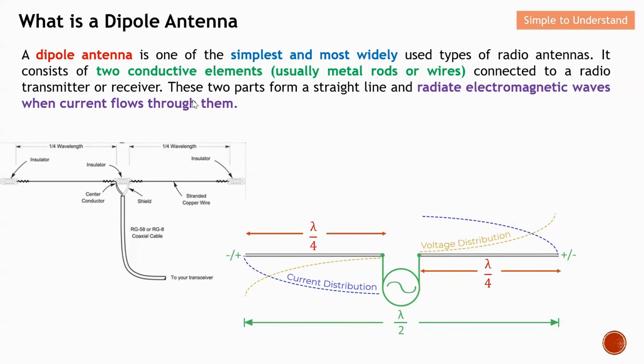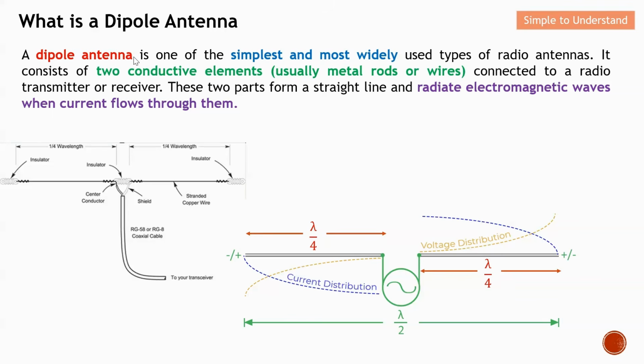Let me firstly define what a dipole antenna actually is. So in fact, the dipole antenna is one of the simplest. From here you can see that this is actually a dipole antenna, and it basically just needs two conducting materials in order to become a dipole antenna. Therefore, because of the simplicity, it is also the most widely used type of antenna for radio communication.